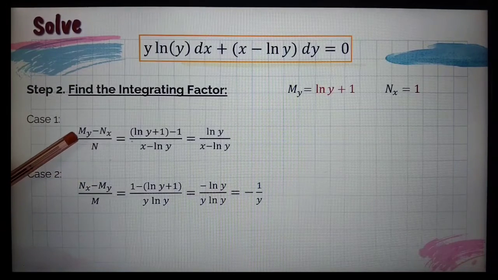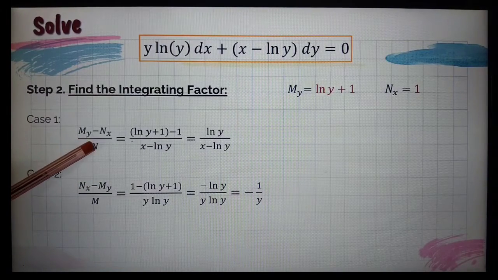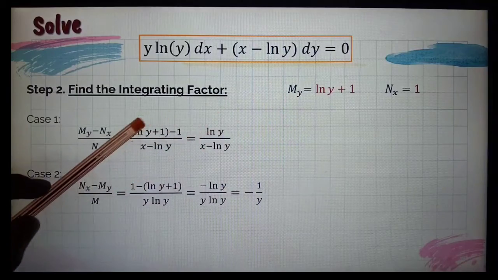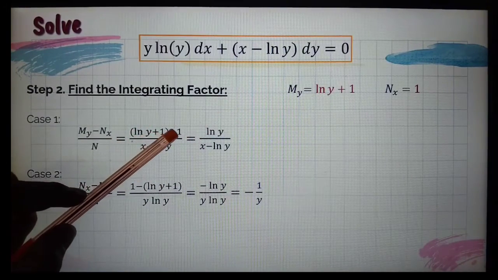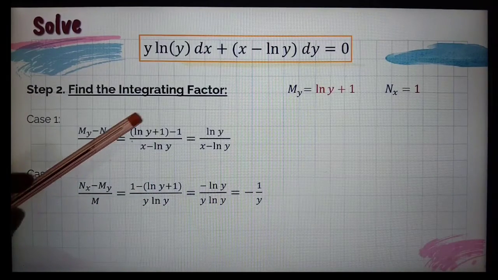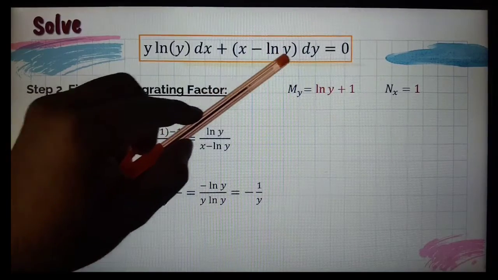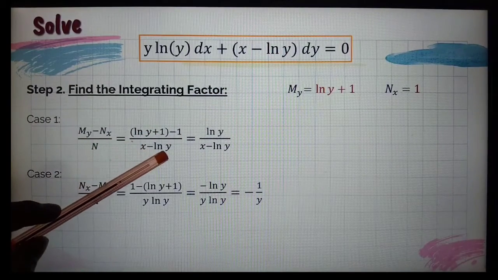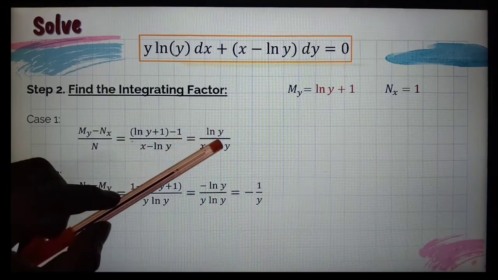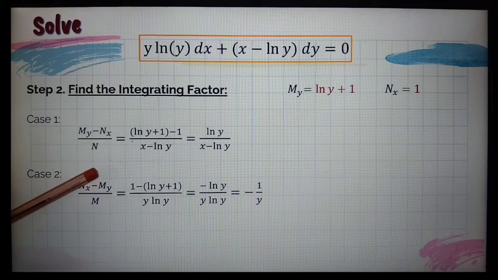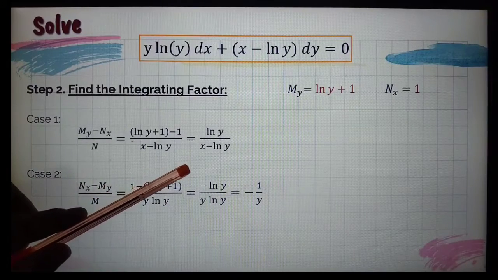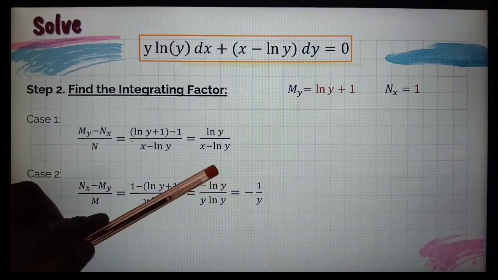So our partial derivative of m with respect to y minus the partial derivative of n with respect to x, we will substitute it. It will become ln y plus 1 minus 1 all over n. Our n here is x minus ln y. This is our n, and we are going to put it here, and we are going to solve it, and it will result to ln y over x minus ln y. So as we can see, the result did not yield in y alone or in x alone.